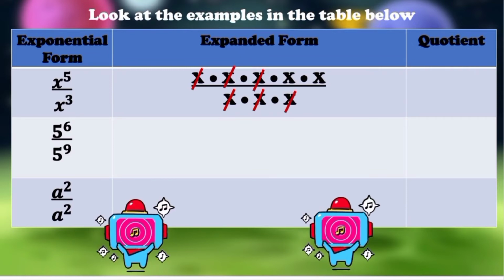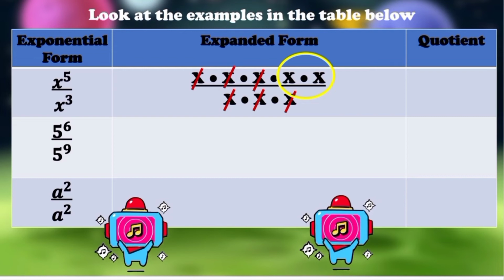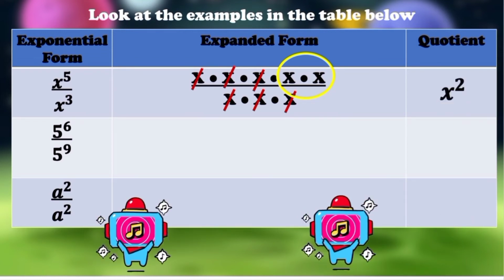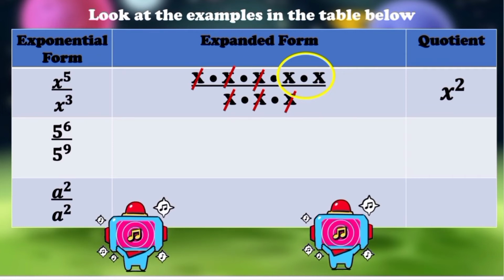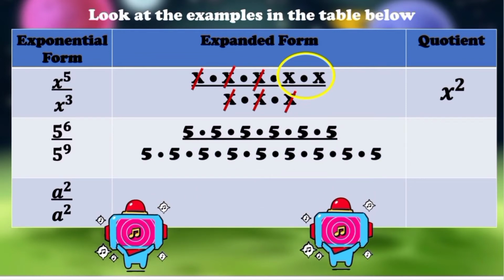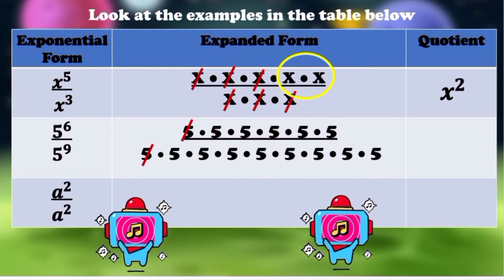We have remaining 2x in the numerator, and that is equivalent to x squared. Next example is 5 to the 6th power over 5 to the 9th power. In expanded form, we have six 5s in the numerator and nine 5s in the denominator. 5 divided by 5 is 1.